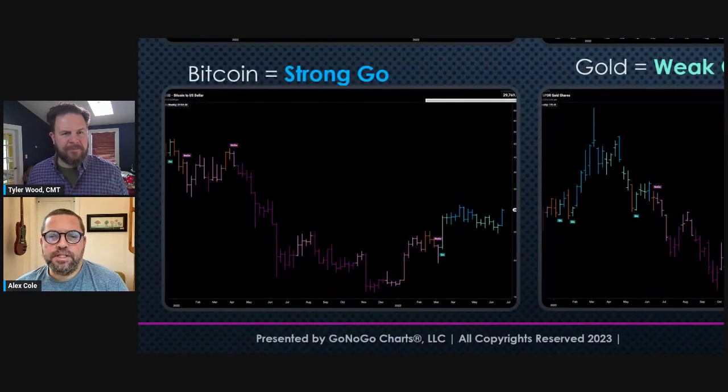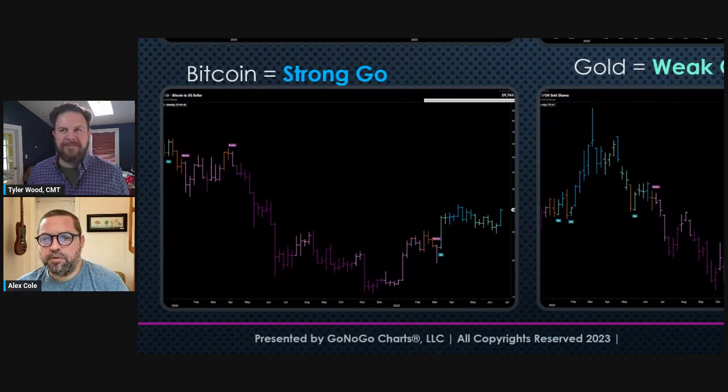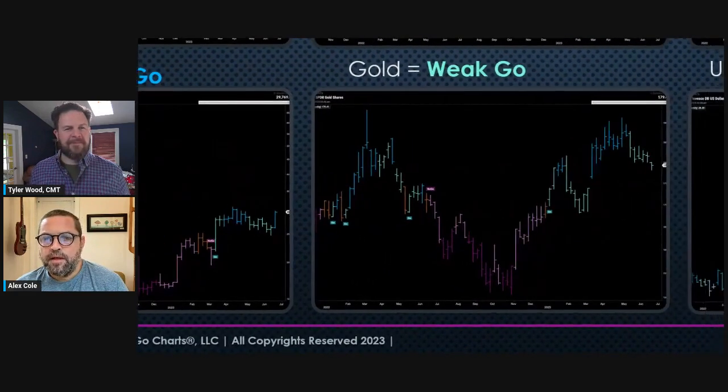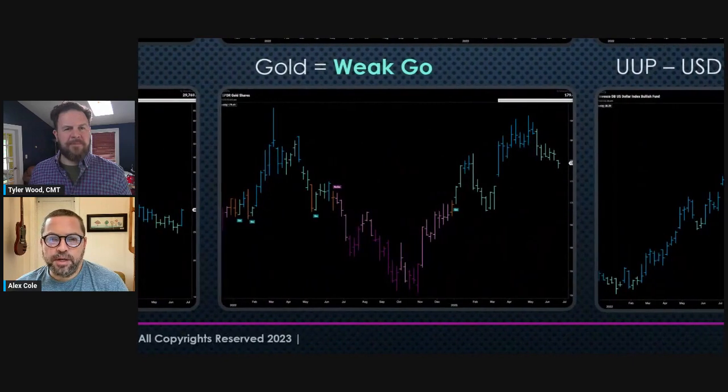We move over, we can see that Bitcoin is in a go on a weekly basis, taking some of that frustration and some of the stress out of trading the smaller time frames. You can see that Bitcoin has come out of a long no-go and is now in a go trend, painting a stronger blue go bar. And gold, of course, on a weekly basis has seen a lot of weakness. We can see all those aqua bars coming in, but still painting weak go bars.